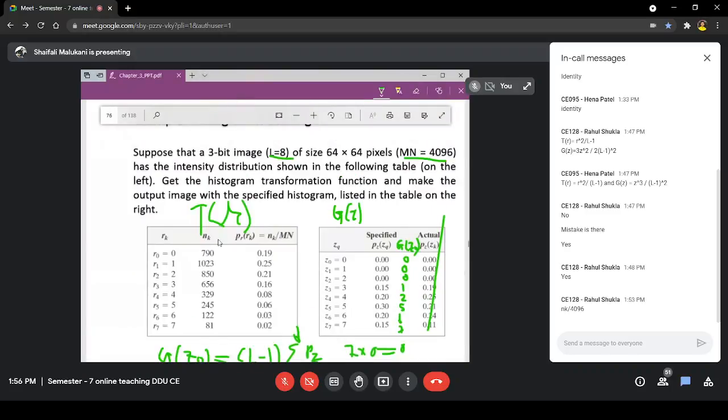So now I have T of r. What is T of r? T of r is also known to me. What is the T of r?